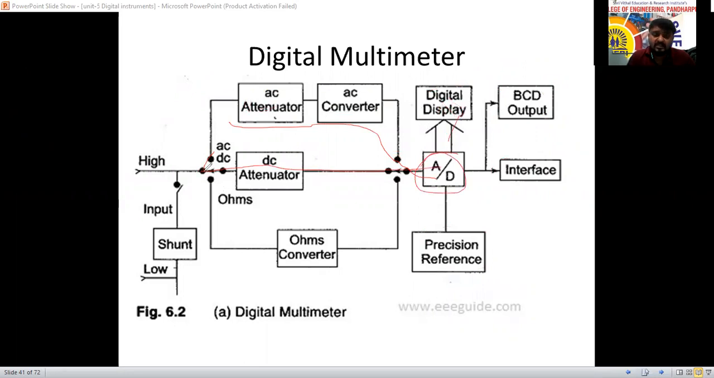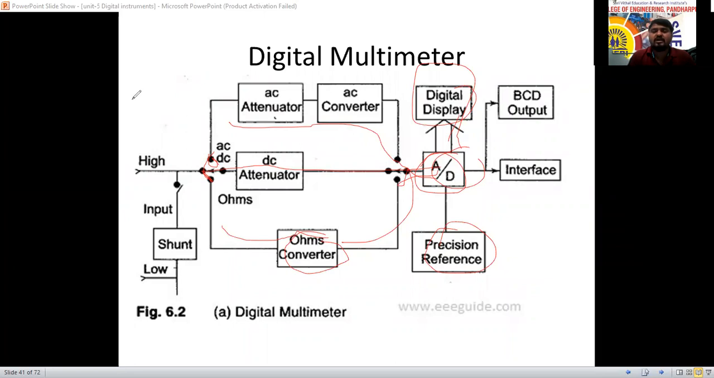If it is resistance, instead of connecting all these things directly, we have to fix the knob. Digital multimeter, I don't know how many of you have seen that one. We have to set the knob, which one to measure, we have to set. So it is going to set here to ohms and give the ohms converter. The analog signal is converted to digital, the precision reference we have to consider, and it is going to display. So voltage and current, all the things we can measure here now.